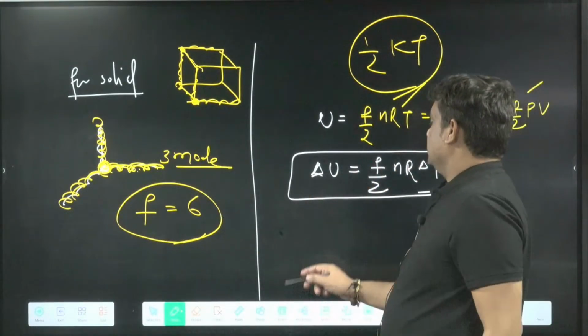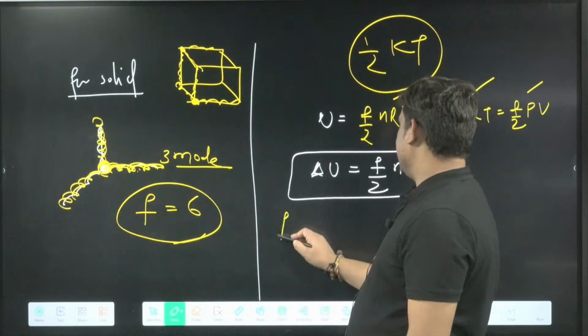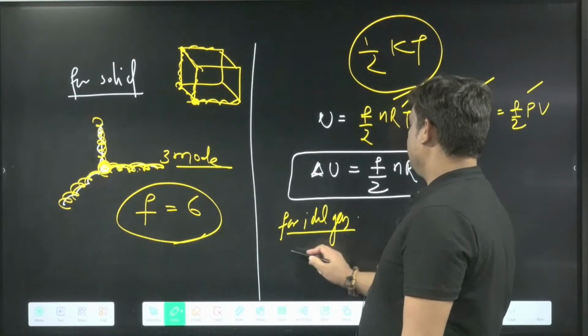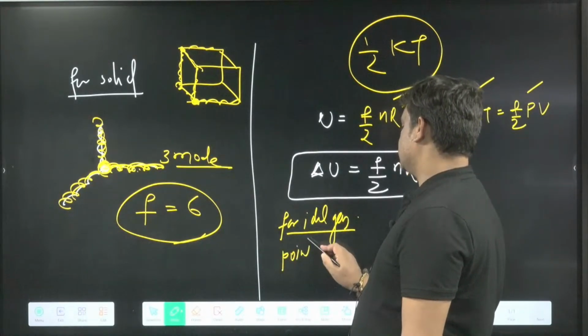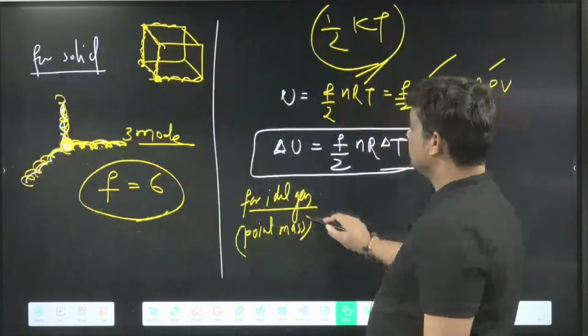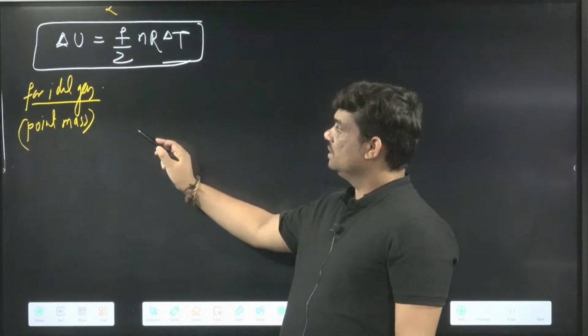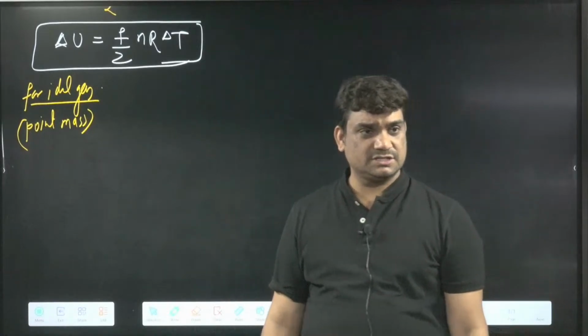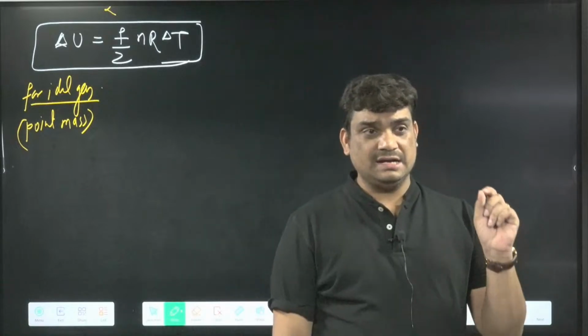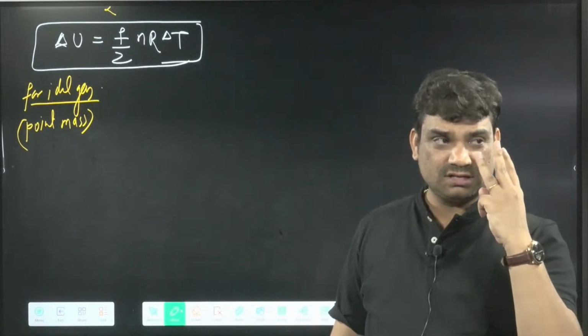Then we have done, for ideal gas, it is always a point mass. For ideal gas, the molecule is always a point mass. So we have written this for ideal gas: point mass. I think this one is not written. For ideal gas, how much degree of freedom will we take? For ideal gas, the degree of freedom will be 3.